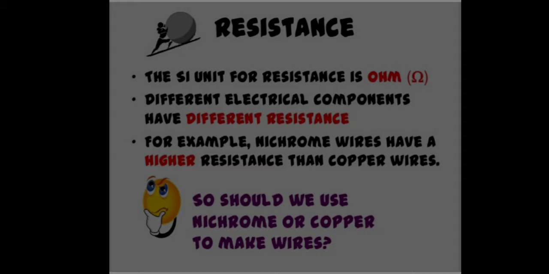So now there is some example given. Nichrome has a high resistance. That one I will explain later, because it comes after the heating effect of electric current. If I explain it later, then it will be better.